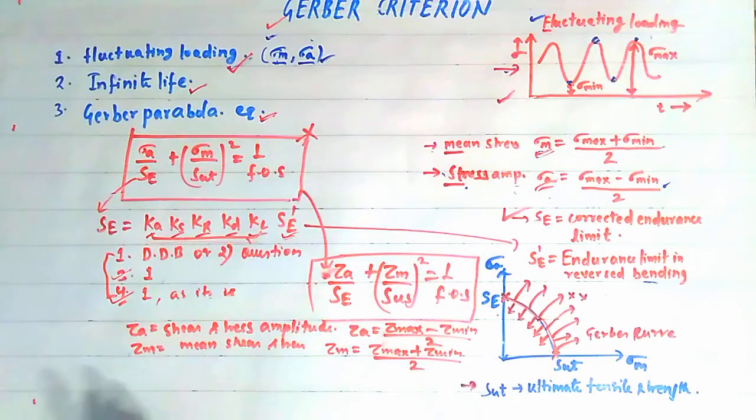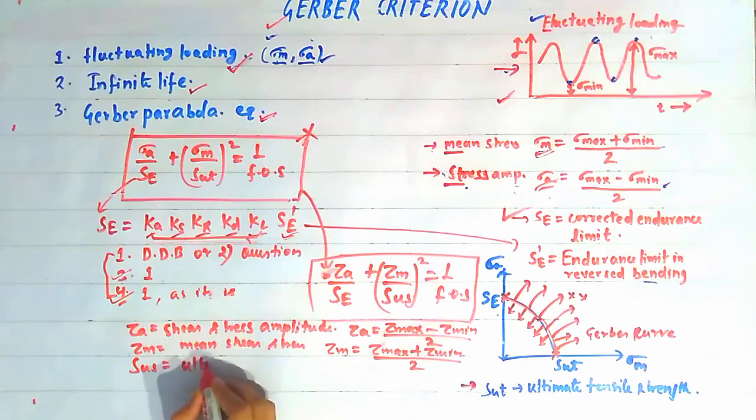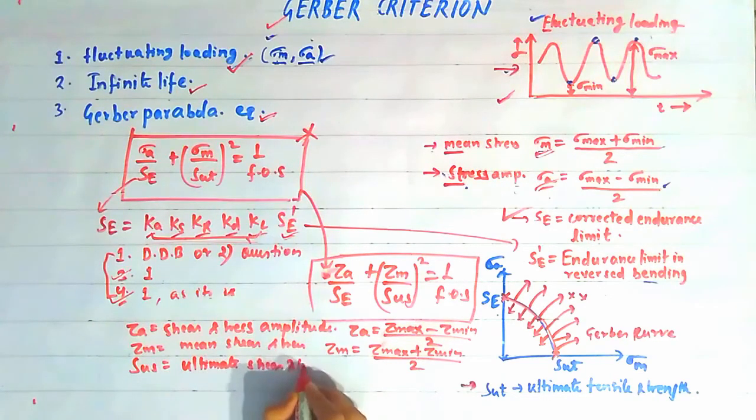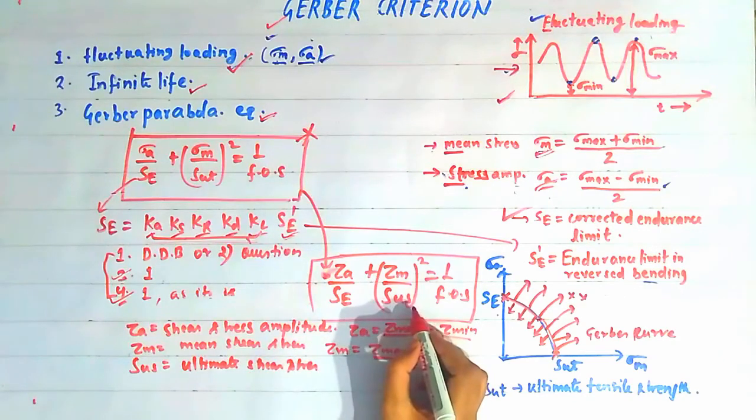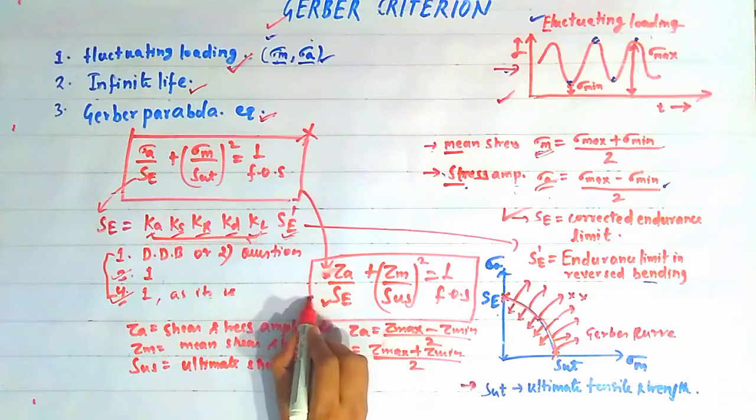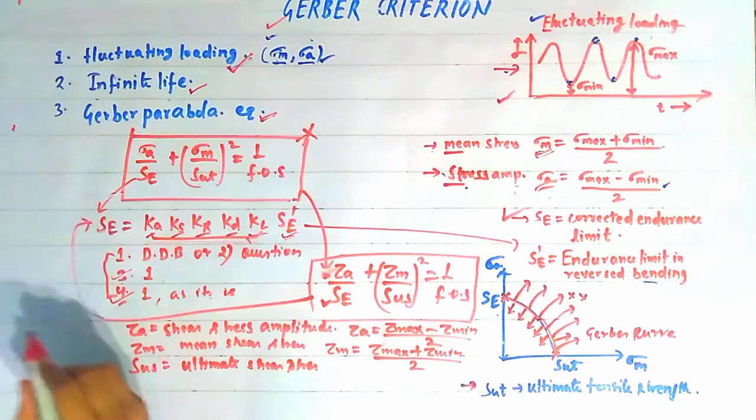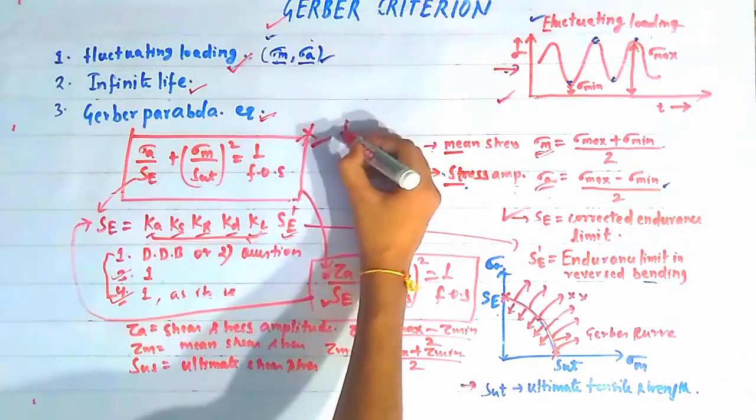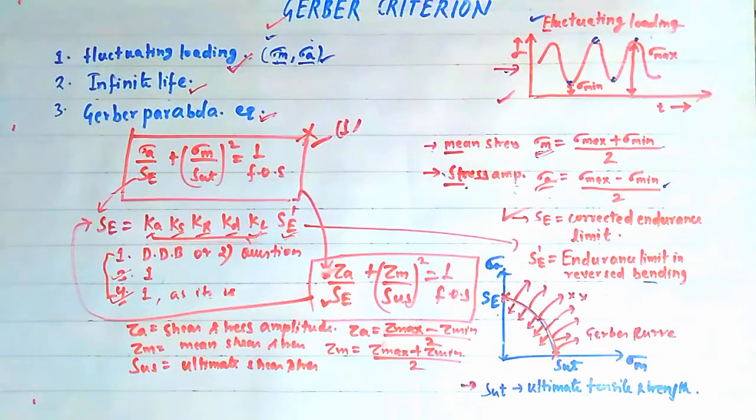Now friends, the next thing here is the Sus, that is the ultimate shear strength. Here Sus denotes the ultimate shear strength, and Se, the corrected endurance limit, can be found in the similar way that we found in case number 1. That I have already explained to you.